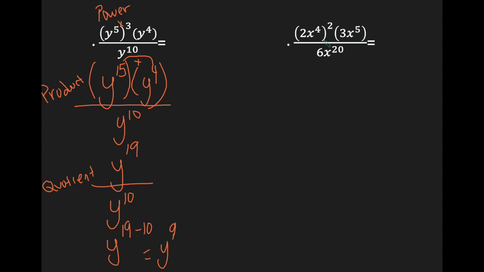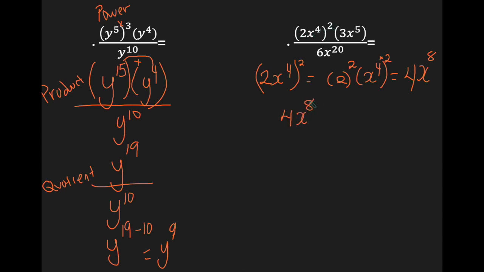Exponents come before multiplication. Now you must remember 2x to the 4th raised to the 2nd power means that the 2 is raised to the 2nd power and the x to the 4th is raised to the 2nd power. And that 2 to the 2nd power is 4. And then here you would multiply 4 times 2, so that's x to the 8th power. So 2x to the 4th all squared is actually 4x to the 8th, which I'm going to multiply by 3x to the 5th, and then divide by 6x to the 20th.